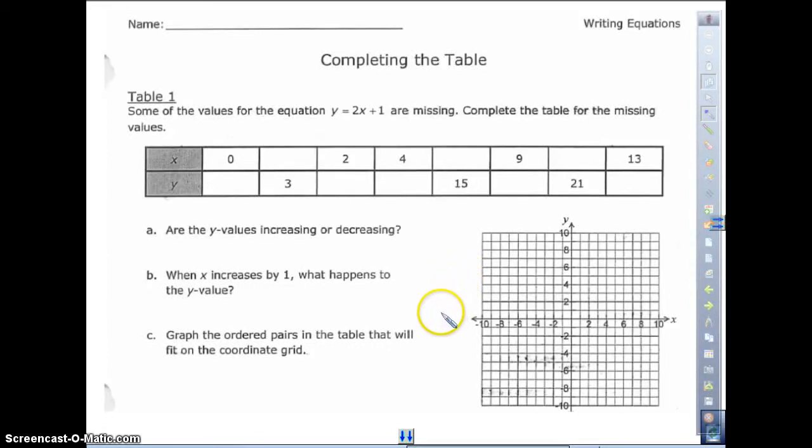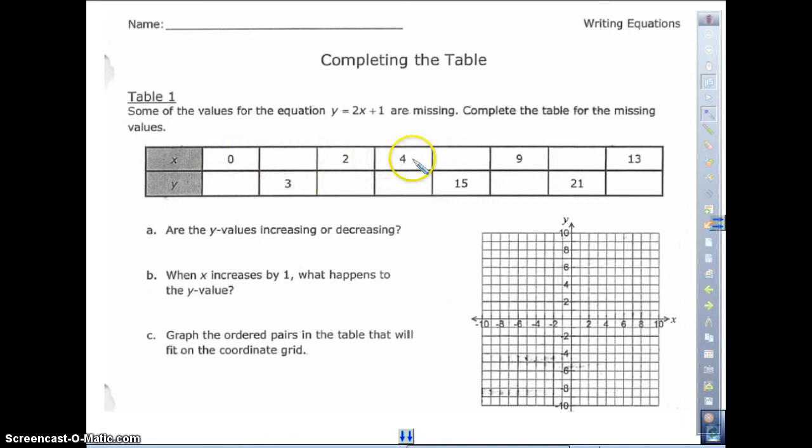I want you to grab the worksheet called Completing the Table. This is in the unit on writing equations. All right, you've got that. Let's complete table 1 together. It says some of the values for the equation y equals 2x plus 1 are missing. Complete the table for the missing values.